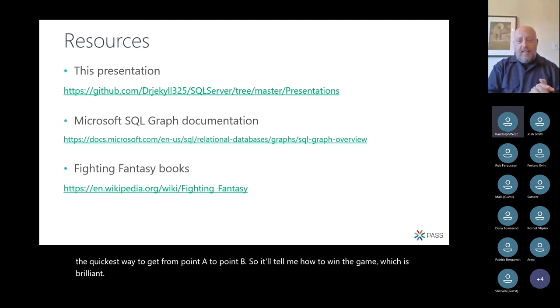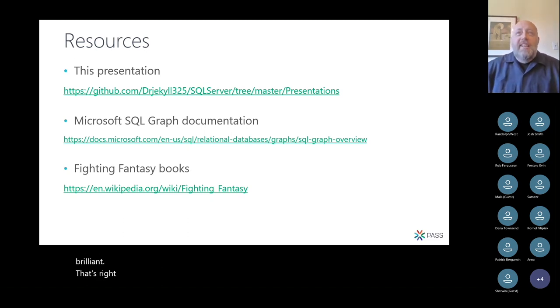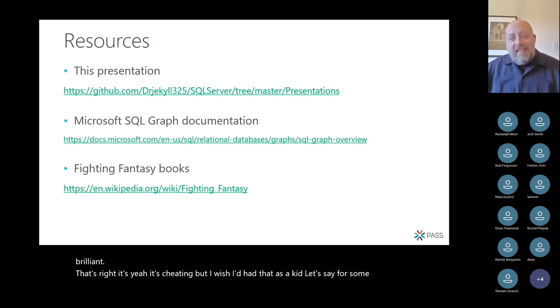I was going to say it's like solving a Rubik's Cube, but it's kind of exciting. That's right. It's cheating, but I wish I'd had that as a kid, let's say, for some of these books.